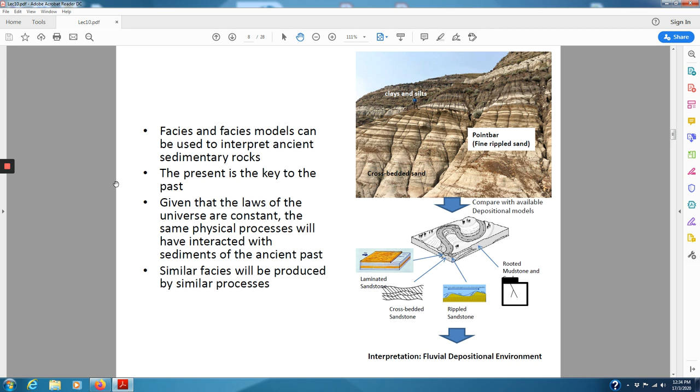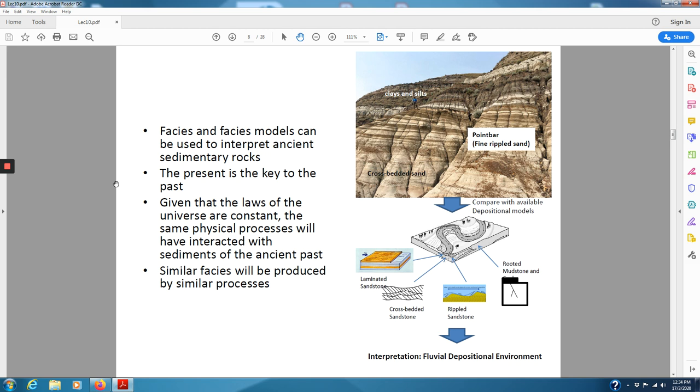Facies and facies models can be used to interpret ancient sedimentary rocks. And this is based on that old precept, right? Hutton's principle of uniformitarianism, right? Geological actualism. I see that on the t-shirts of your clubs, right? The present is the key to the past. What does this mean? Now, we all live in the same universe, and the universe has universal physical laws. And we can safely assume that in the past, the laws were the same.